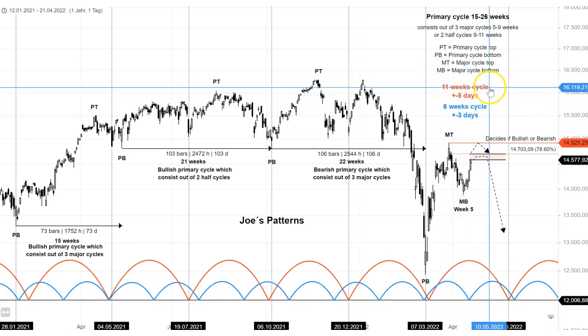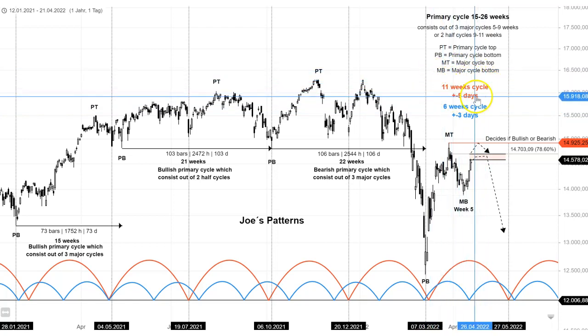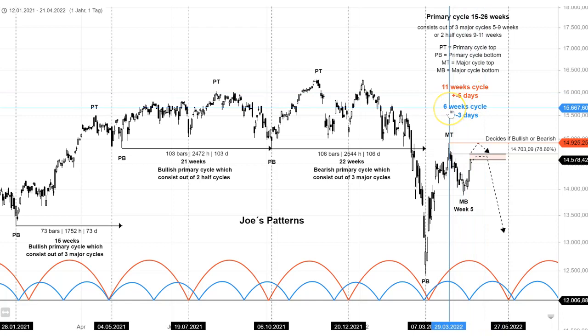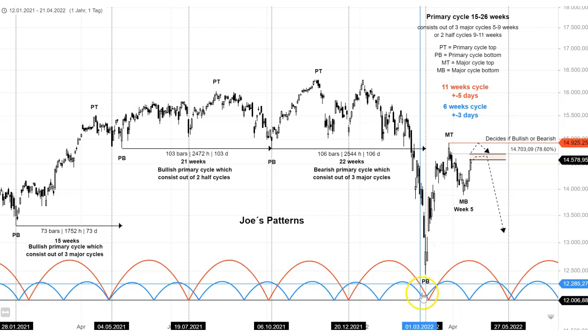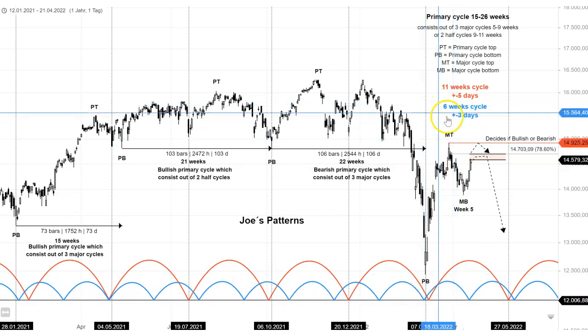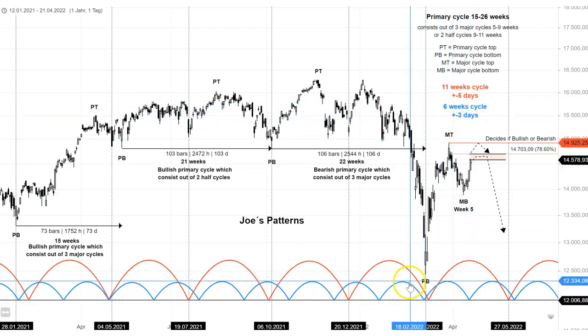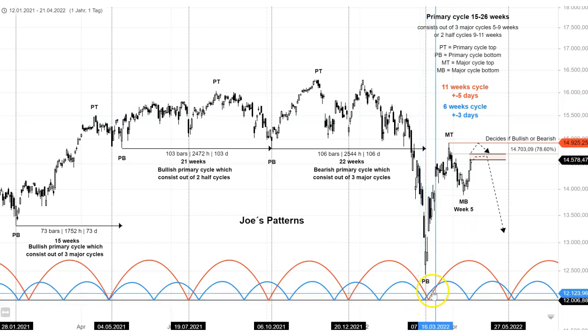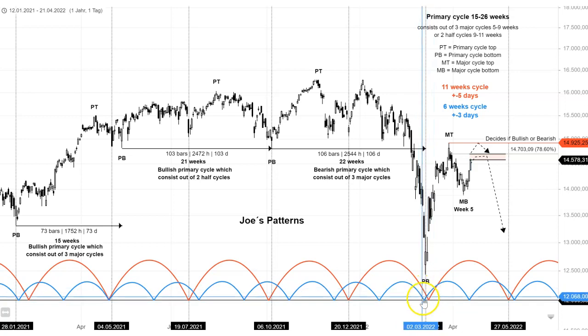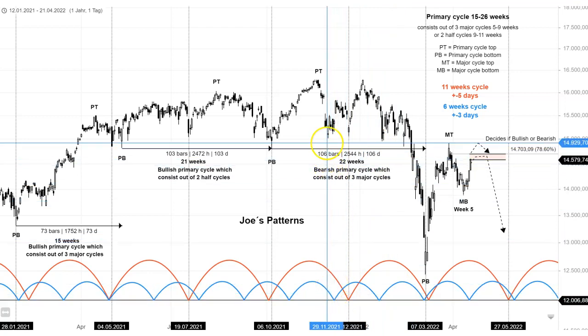The red one is 11 weeks long plus minus 5 days, and the blue one lasts 6 weeks plus minus 3 days. And the blue one is more or less an intermediate term cycle, which I rather use if it overlaps with that red one. So it's a combination of these two, and that worked quite well when we made that low in March, but lately that blue one also worked quite well on that low and that low we made in December.